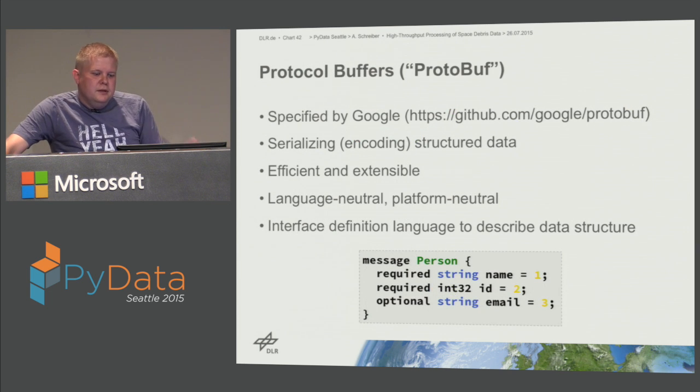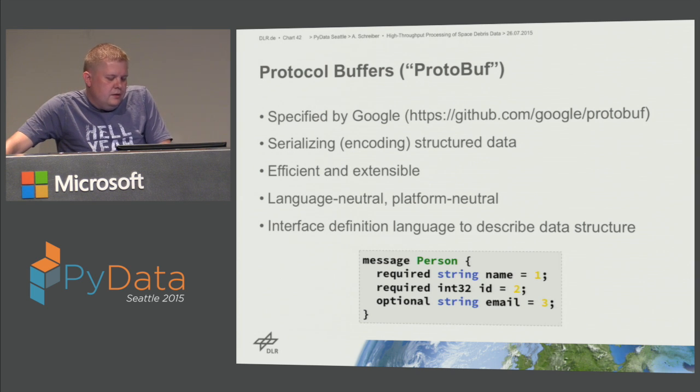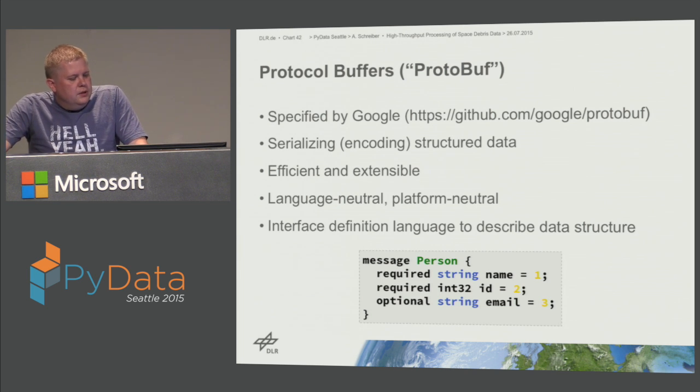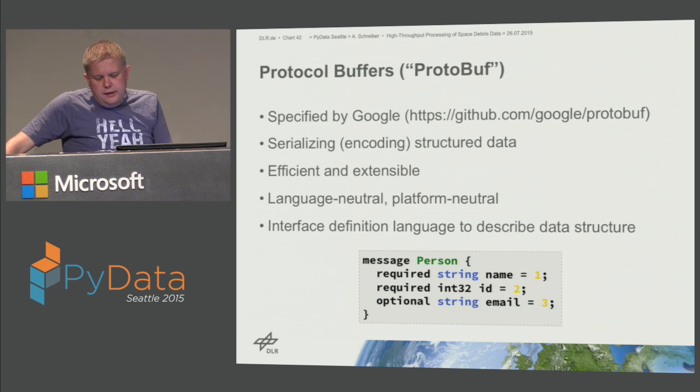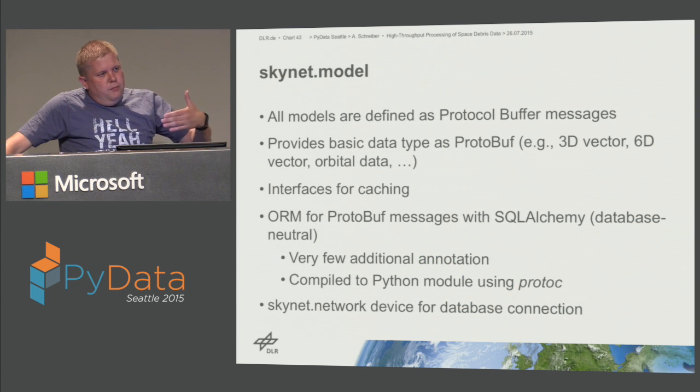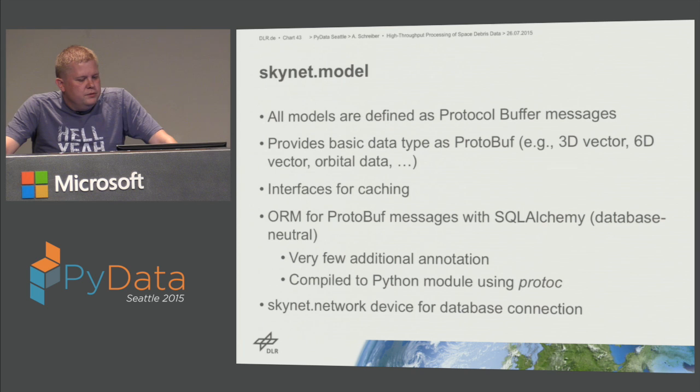This is also a nice technology that is very suited for applications where you have high performance constraints. It's specified by Google actually. Open source. It's similar to what people are doing with XML for serializing structured data: efficient, extensible, and you have to define your data structure in an interface definition language, in IDL. And in our model module of Skynet, we use the protocol buffer.